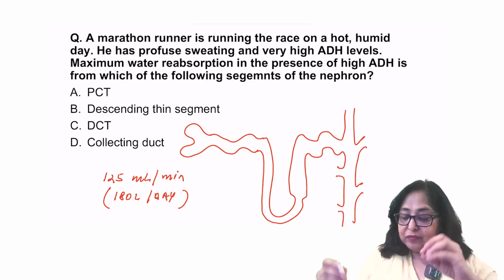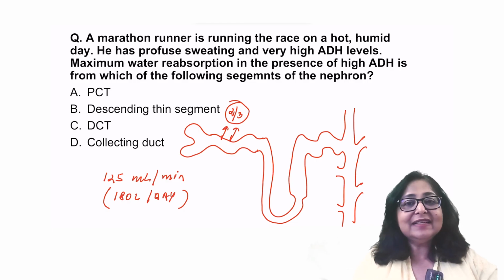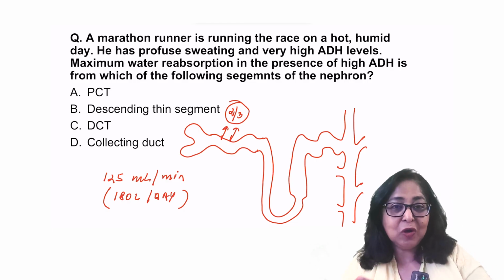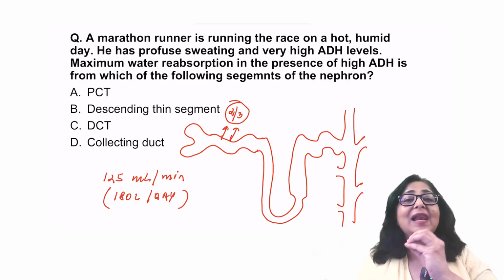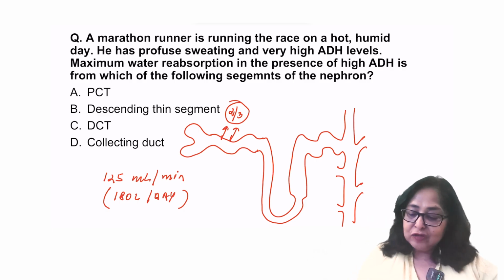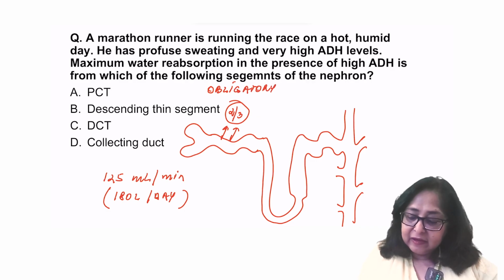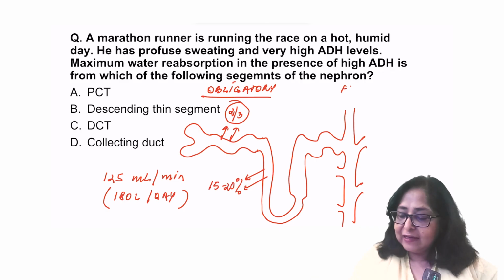Right? So 2/3 of the water reabsorption will occur in the PCT. That means out of 180 liters, 120 liters is being absorbed in the PCT. And this is known as obligatory. That means this will happen whether ADH is present or not present. After that, the water reabsorption occurs in the descending thin segment, about 15 to 20%. Then facultative reabsorption of water occurs in the collecting duct.